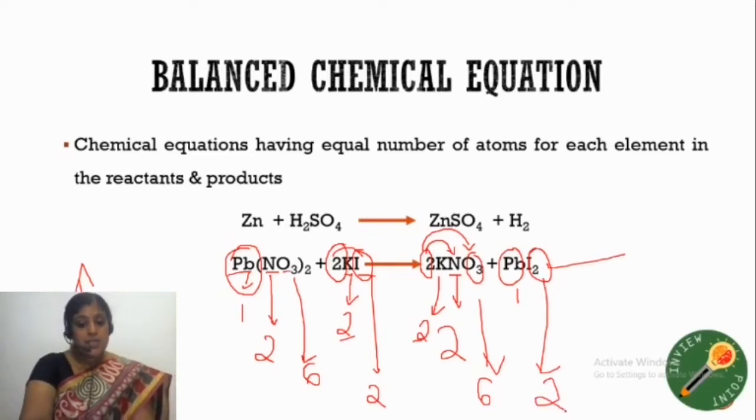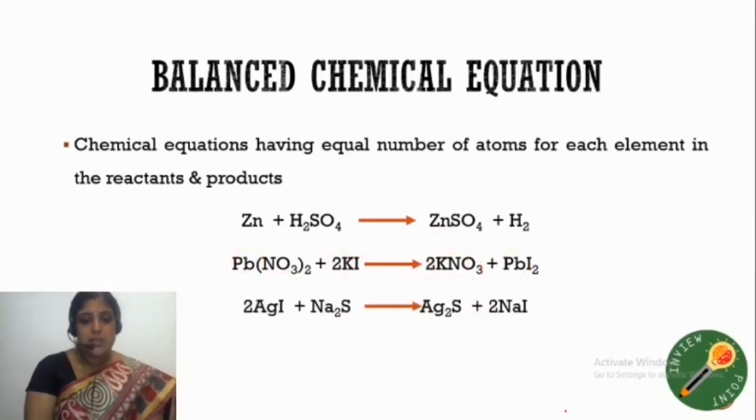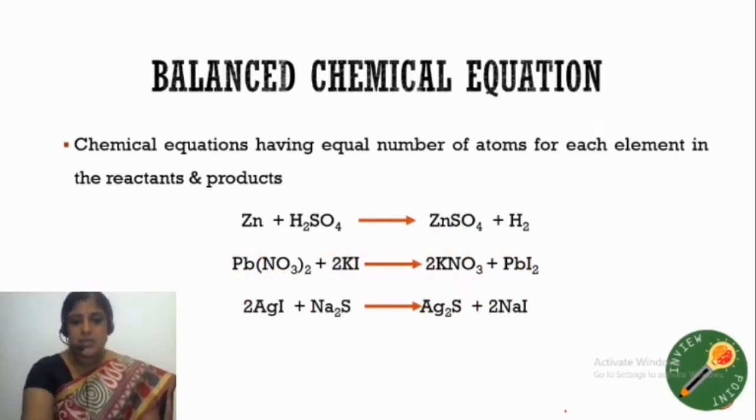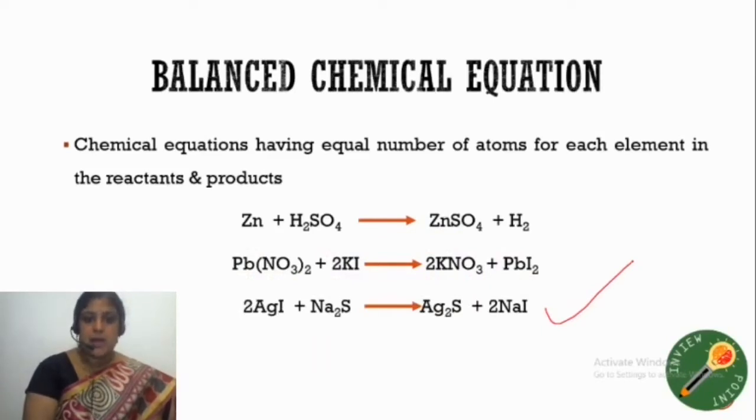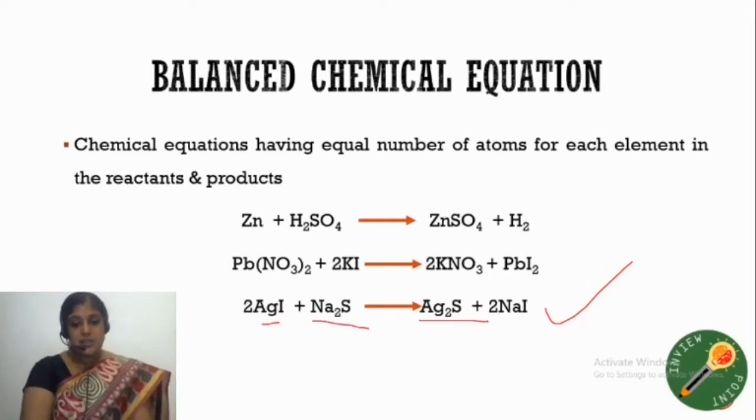So we can see that for all the elements, the number of atoms in the reactant side as well as product side is equal. So such a chemical equation is known as a balanced chemical equation. Is that clear, students? So what is an unbalanced chemical equation? This is another example for a balanced chemical equation. Check it yourself whether it is balanced or not. Ag is silver: silver iodide plus sodium sulfide gives silver sulfide plus 2 sodium iodide.